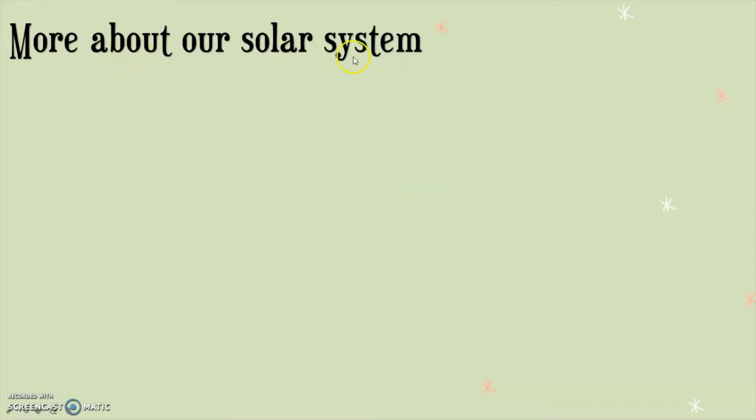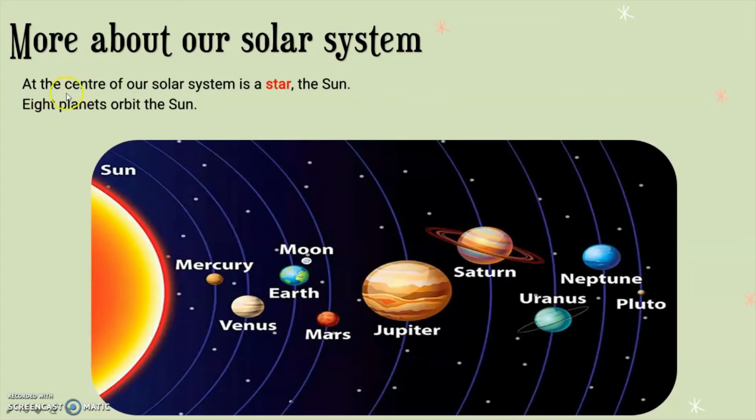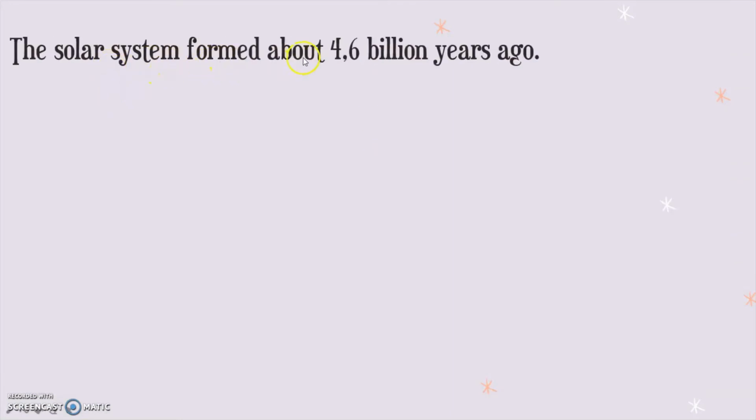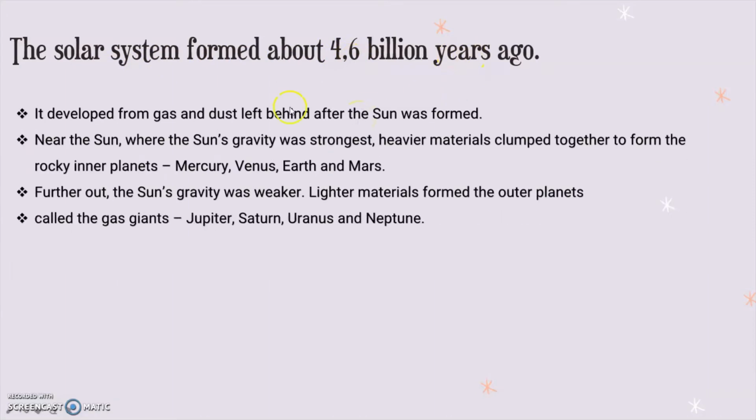Next, more about our solar system. At the center of our solar system is a star, the Sun. Now we have the star called the Sun. And then 8 planets orbit the Sun. The solar system formed about 4.6 billion years ago. It means that it developed from gas and dust left behind after the Sun was formed.